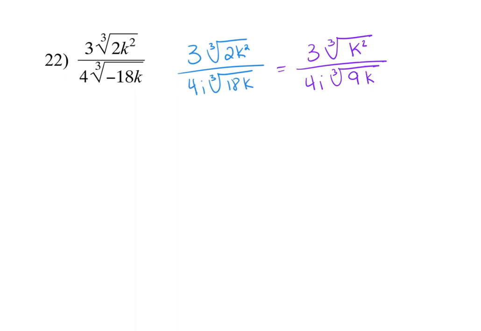Yeah? So I can actually take 1k out of each of those. I can take a k out here and a k out here. So now I have 3 cubed root of k over 4i cubed root of 9. All right? 9 does not have a cubed root. It has a square root, but not a cubed root. Okay? So there's a couple ways to think about this particular one.